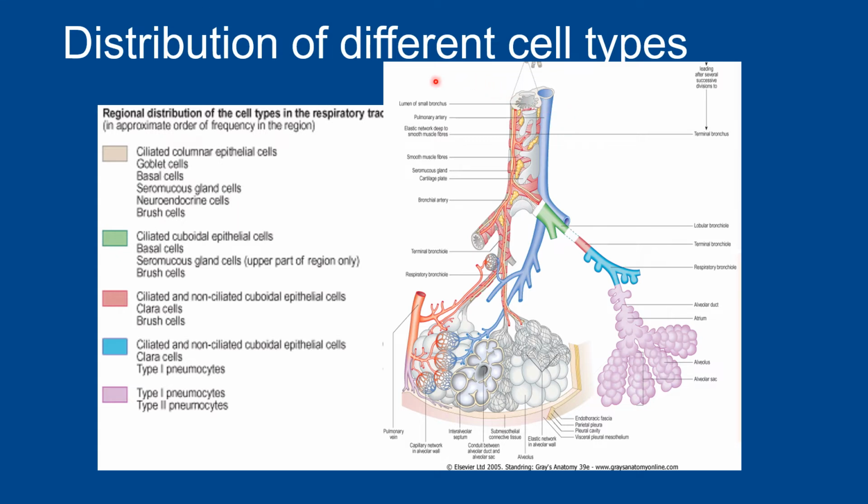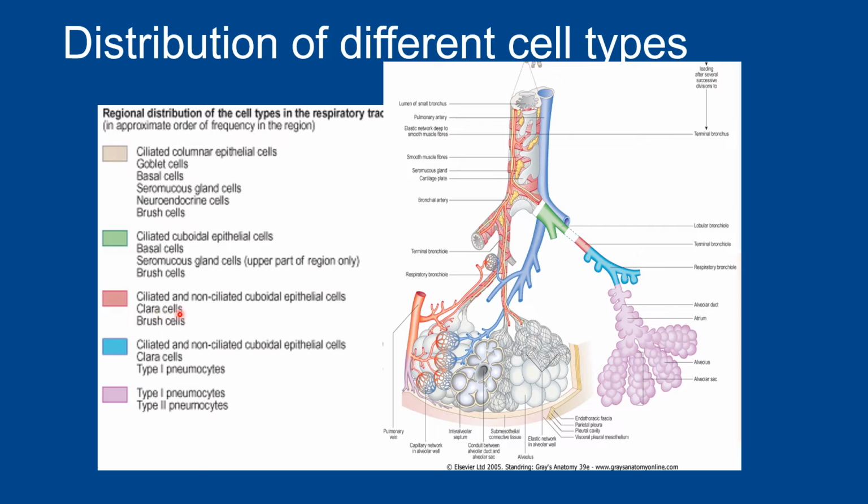The distribution of cell types. This grey color area, mostly it is the trachea and primary bronchi, where there are ciliated columnar epithelial cells, goblet cells, basal cells, then seromucous glands are there, neuroendocrine cells, and brush cells are there. The green portion is the secondary bronchi. They have ciliated columnar epithelium, basal cells, seromucous gland in the upper part, and brush cells.